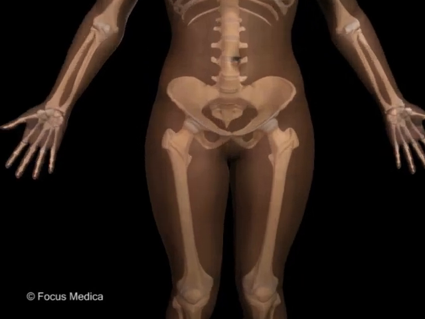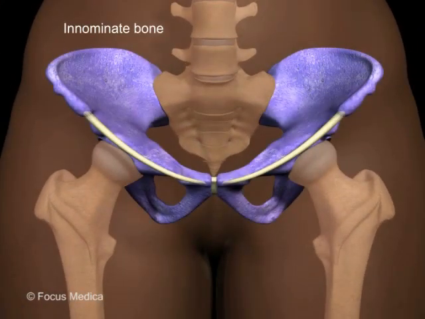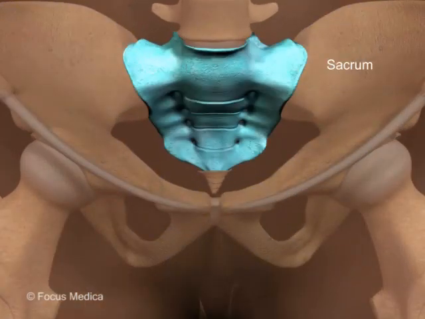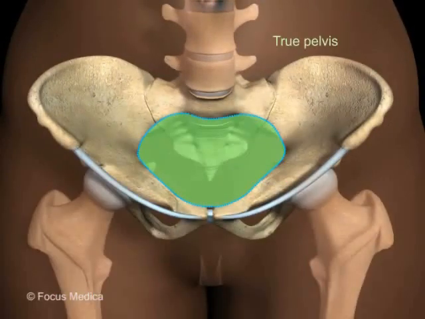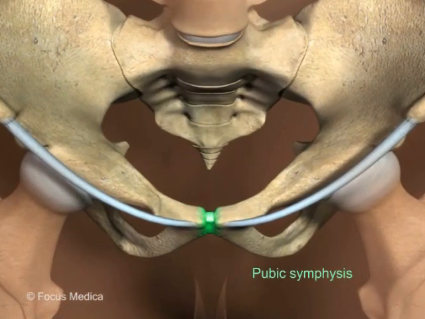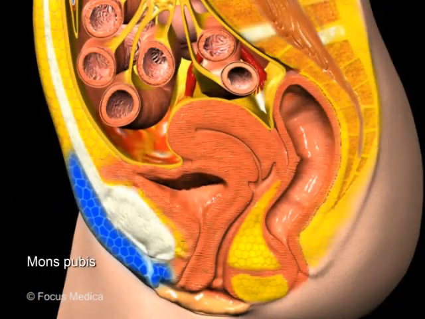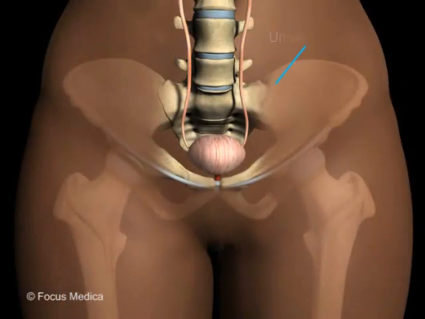The female pelvic viscera are located in the pelvic basin formed by the 2 innominate bones and the sacrum. It is demarcated into a true and false pelvis by the inlet to the pelvis. The pubic symphysis is seen in the midline in front. The mons pubis is a mound of skin and connective tissue in front of it. The urinary bladder is immediately behind the pubic symphysis.